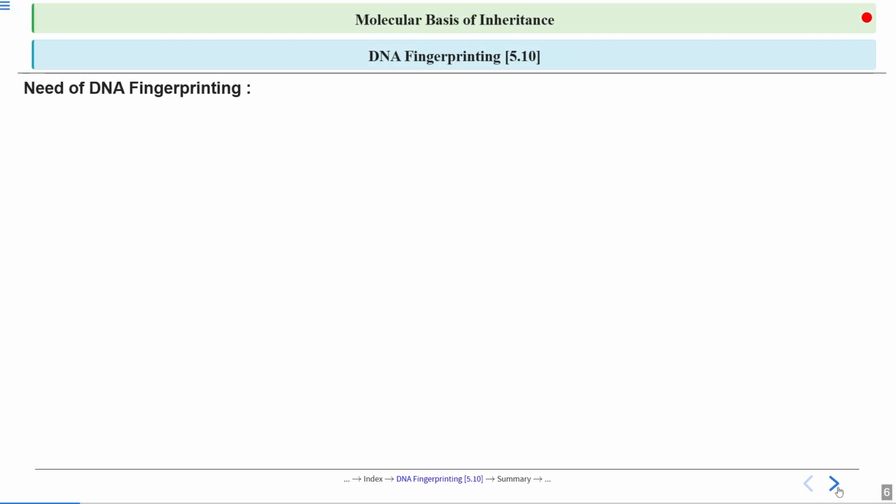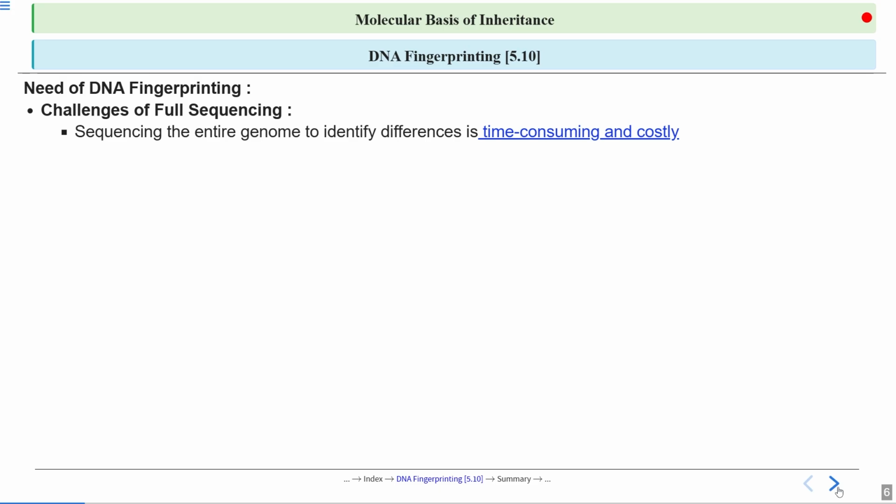Now, why is there a need for DNA fingerprinting? Challenges of full sequencing. First of all, it is not possible to sequence the entire genome; it is very time consuming and costly, so it is very challenging. Even identifying differences by sequencing the entire genome is very difficult. Even if we consider that only 0.1% is different, comparing these two sets of 3 into 10 to the power 6 base pairs is also very difficult.